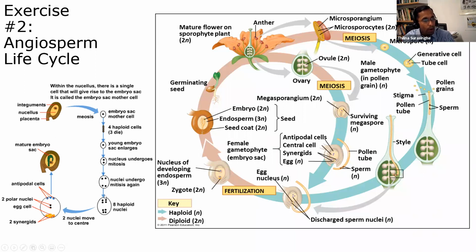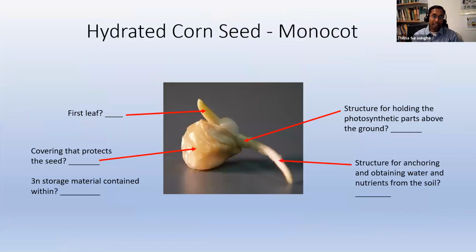Okay, so can you call this structure the embryo sac before you have the 8 nuclei? My answer is no. My instruction is no, right? You can call it developing megagametophyte, but when the megagametophyte actually produces the 8 haploid nuclei in 7 cells, now you can call that embryo sac.